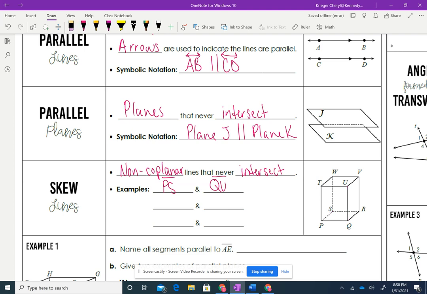Okay, so I'll find another one. How about segment WV? It's on a completely different plane and would never intersect. Can you see any? How about PT? Those two lines would never intersect. They're on completely different planes. And why don't you guys find a third example? Because there's lots there.